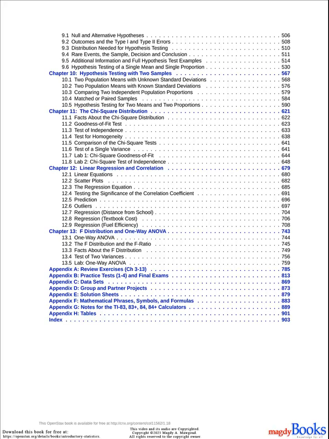11.6. Test of a single variance. 11.7. Lab 1. Chi-square goodness of fit. 11.8. Lab 2. Chi-square test of independence. Chapter 12. Linear regression and correlation.